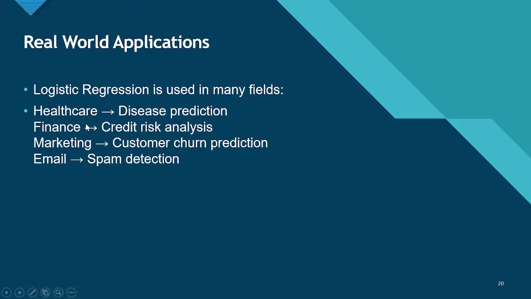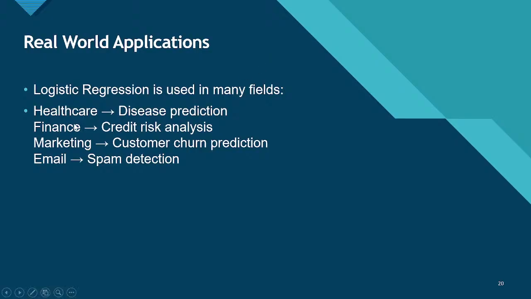The second one is finance, credit risk analysis. Banks use logistic regression to predict whether a loan applicant is likely to default based on features like income, credit score, and past payment history, helping in reducing financial risk.